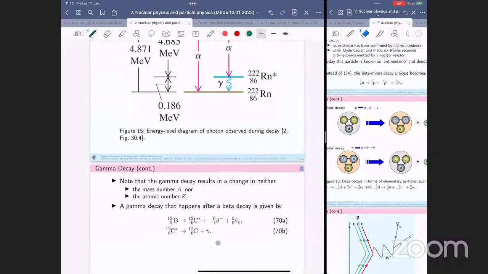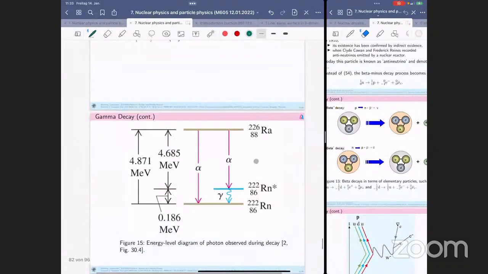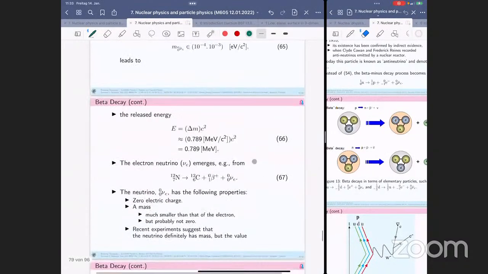Yeah, and humans use the gamma from this process for some purposes, like medical diagnosis, for medical cure purposes or something like that. Okay, so that's the whole thing for gamma decay.